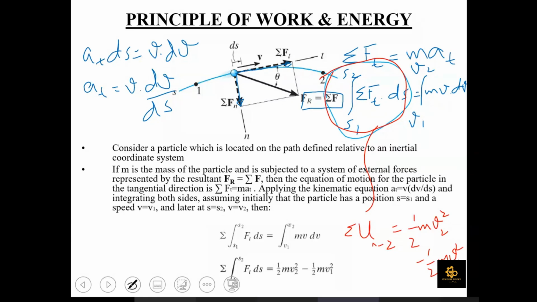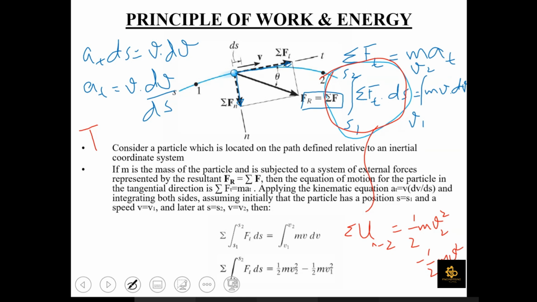Yes, sir. Yes. Okay. So what does this half mv square represent? Kinetic energy. It represents the kinetic energy. So whenever in this book the term kinetic energy is represented, kinetic energy को हम represent करते हैं using the alphabet T. जिस तरह work done के लिए हमने alphabet U इस्तेमाल किया, kinetic energy को represent करने के लिए इस book में जो alphabet इस्तेमाल हुआ है वो T है.